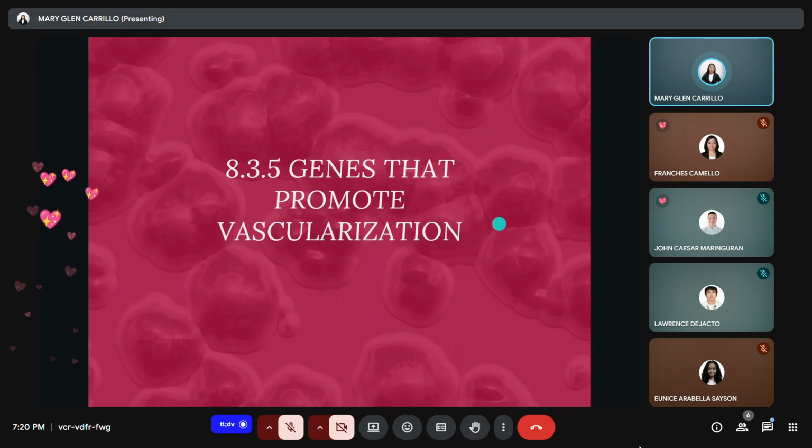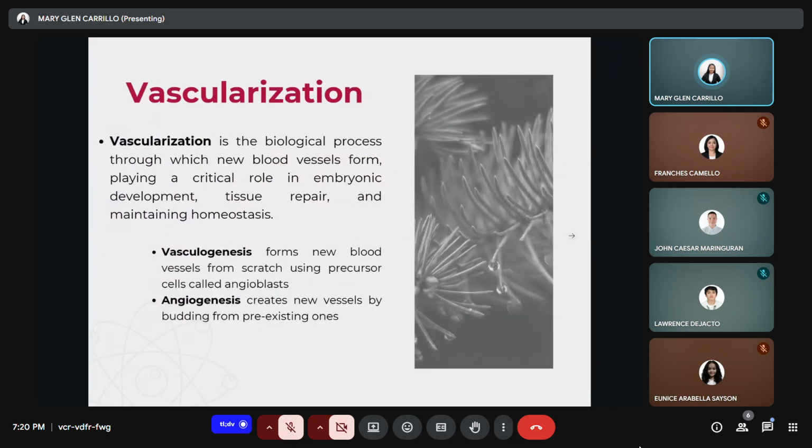So, moving on to the next topic, which is the genes that promote vascularization. All right, so first let's understand what vascularization means. Vascularization is the biological process through which new blood vessels form, playing a critical role in embryonic development, tissue repair, and maintaining homeostasis. So basically, vascularization is just forming new blood vessels.